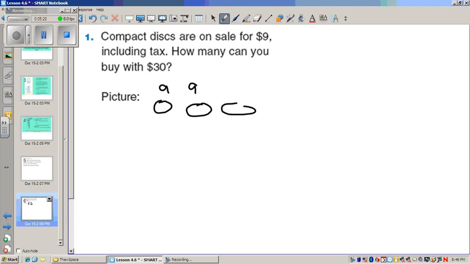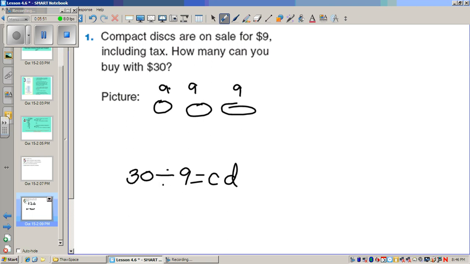Each CD is $9. Now, the question is this is like 30 divided by 9 equals C for CD, yeah, we'll do CD, equals CD. The compact discs. Now, I can draw several. It says compact discs are on sale for $9, including tax. How many can you buy with 30? Well, I could have $30 sitting here too.